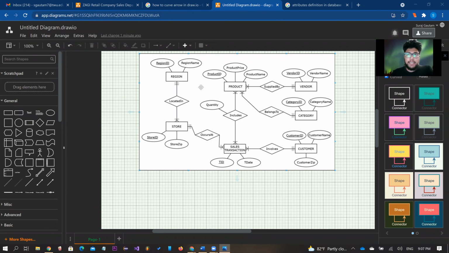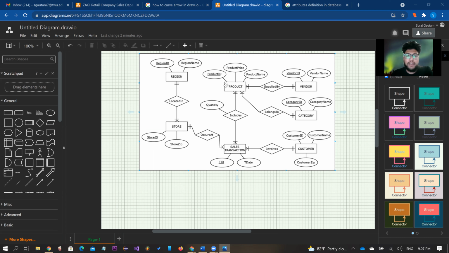So basically, we have to change this ER diagram to make it use a relation scheme using the mapping guidelines. We can see we have region, and we have its primary key, which is region ID, same as the store. And the primary key for store is store ID. It's the same thing with the product. We have a primary key, which is product ID.